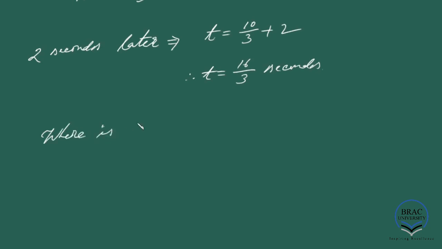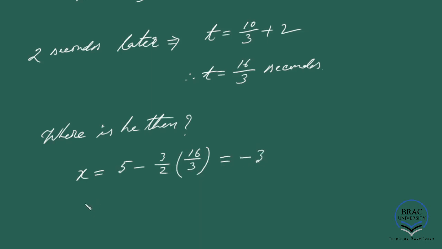Where is he at that time? So for his location, the parametric equation that we got from part A of this problem, we can just plug this time into it. The equation that we got is x equal to 5 minus 3 over 2 times t. So this is my t. I'm just going to plug in t over here, and that gives me negative 3. You can just calculate that.